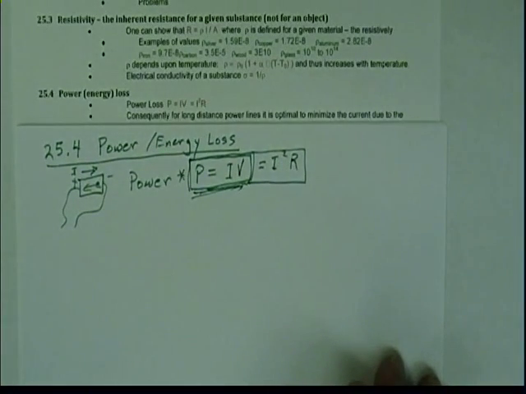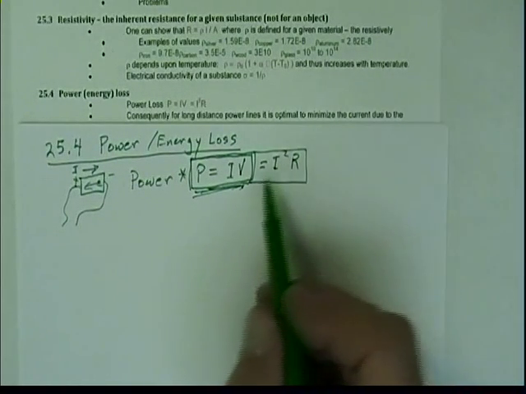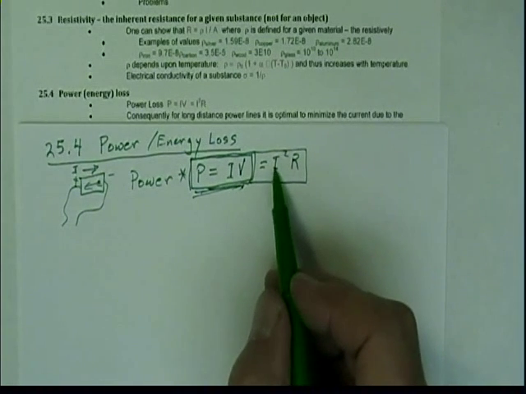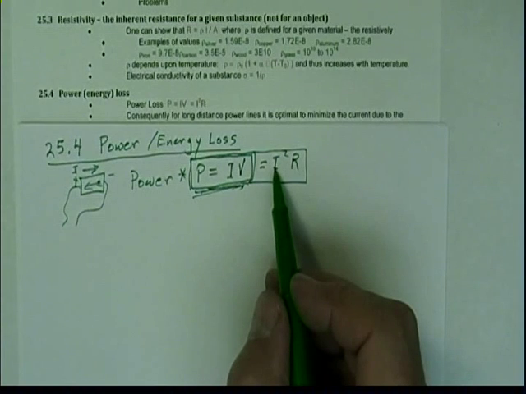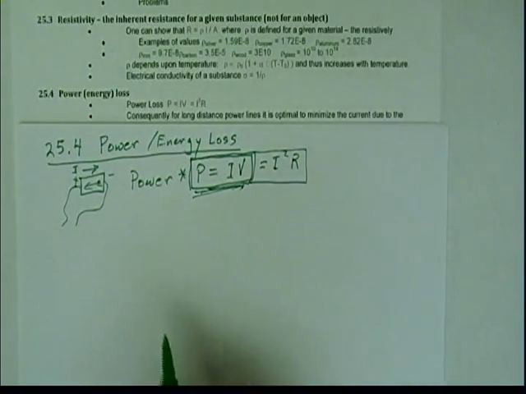And if you think about long-distance power lines, we really want to keep high voltages and low currents, because you can see here that this actually depends upon the square of the current, and therefore you want really low currents and high voltage.